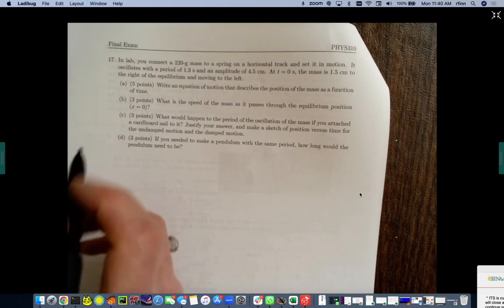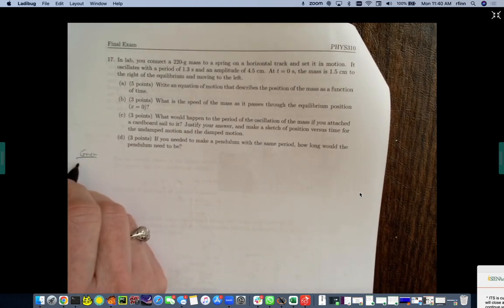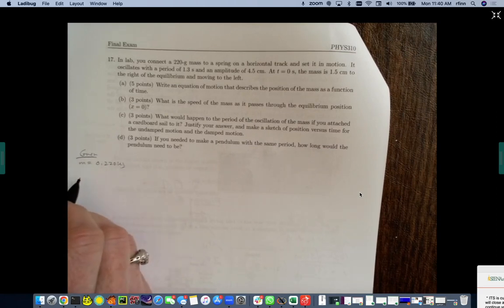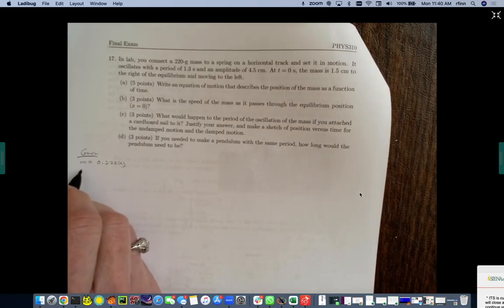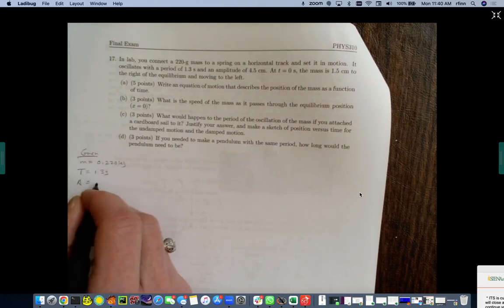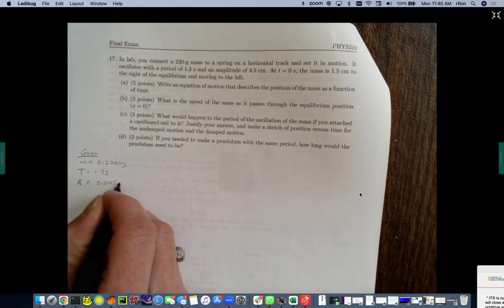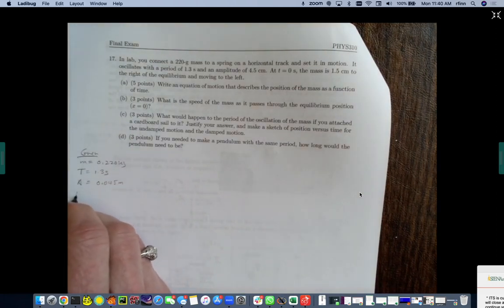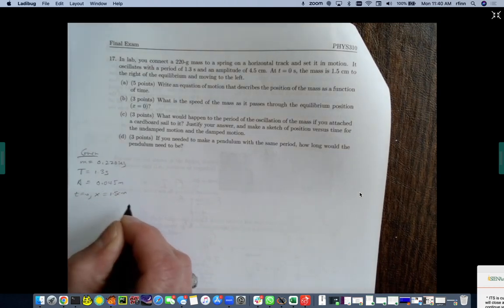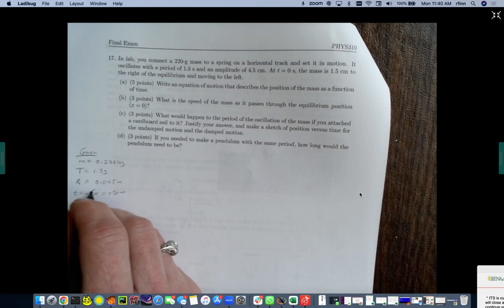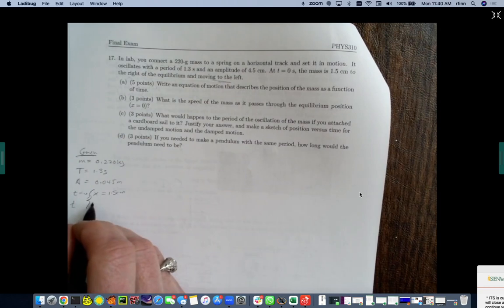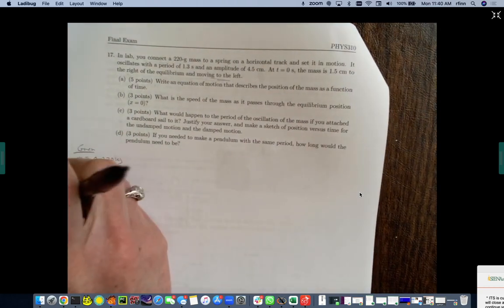Okay, so let's just write what we're given here. The mass is 220 grams. We know the period, 1.3 seconds. The amplitude is 4.5 centimeters, 0.045 meters. At t equals 0, x equals 1.5 centimeters, and it's moving to the right. So at t equals 0, it's moving left. Our velocity is less than 0.